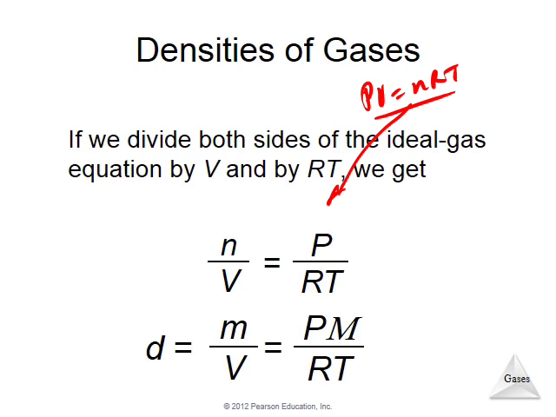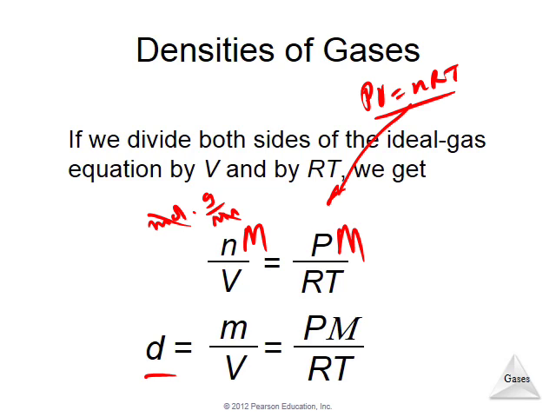Now, n over V, n stands for number of moles and V is in liters, so moles per liter. Now, if I multiply both sides by molecular weight, M, the molecular weight is gram per mole, so n has the unit of mole and capital M has gram per mole. So they cancel out. So nM gives you gram. The bottom is liter, that's gram per liter, and that's the unit of density.